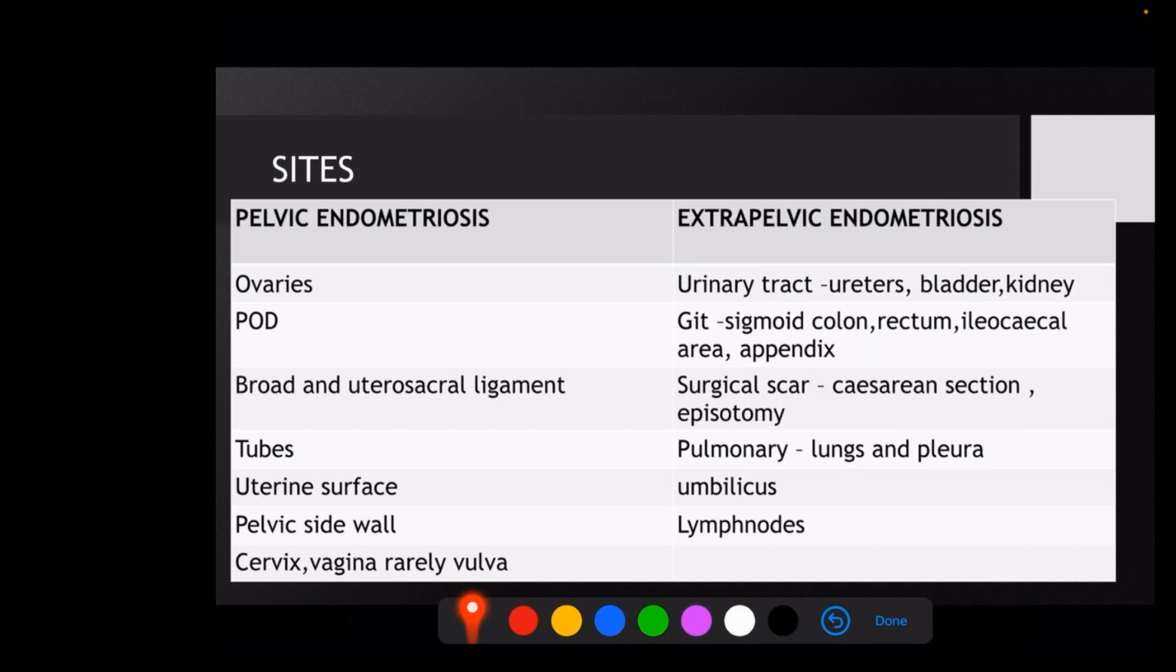Then the extrapelvic endometriosis. The sites include distal ureters, bladder and kidneys. Then GI tract, gastrointestinal tract, including sigmoid colon, rectum, ileocecal area, appendix, small bowel, cesarean and episiotomy surgical scars, lungs and pleura, and rarely umbilicus and lymph nodes, especially the pelvic lymph nodes.